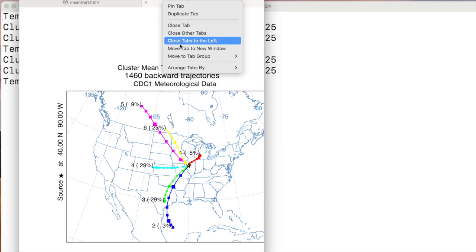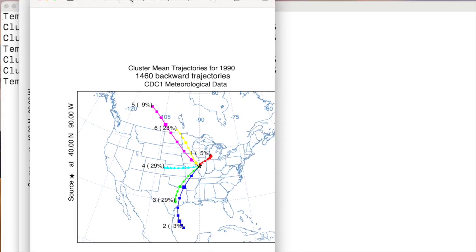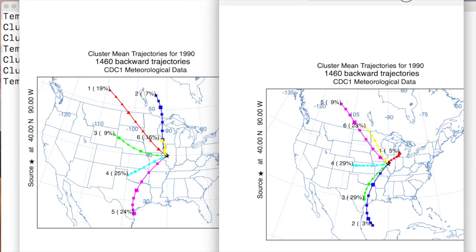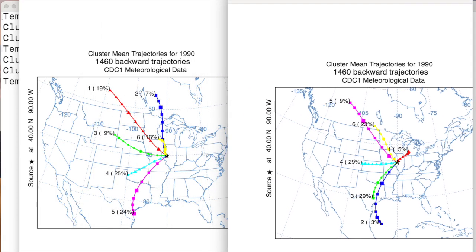A comparison of the cluster mean trajectories shows some differences, primarily related to the treatment of trajectories associated with quickly varying wind conditions, an issue similar to the previous example calculation.